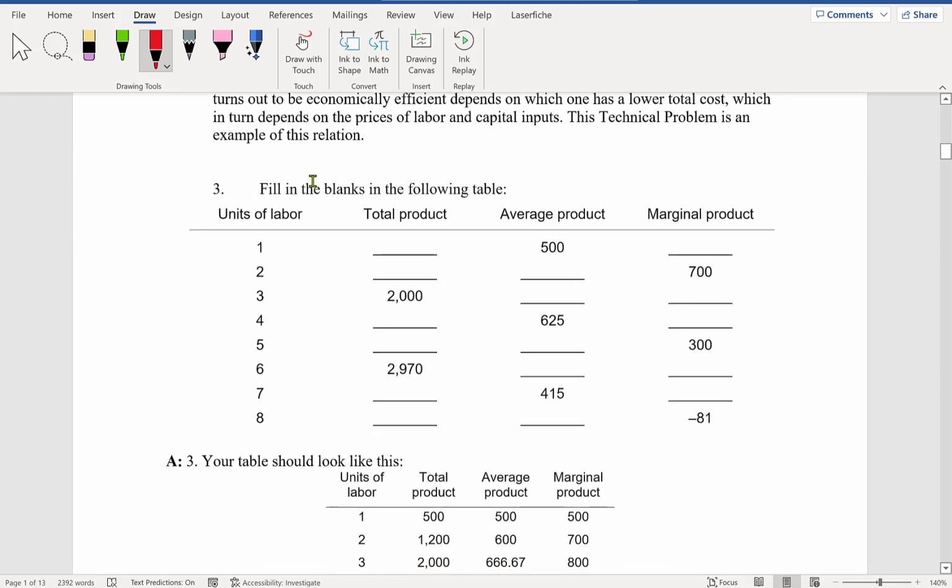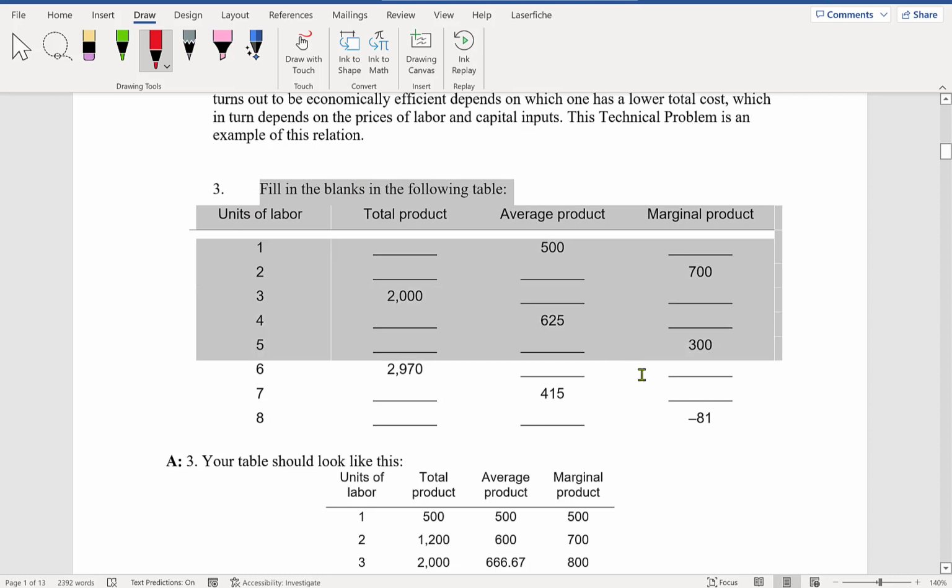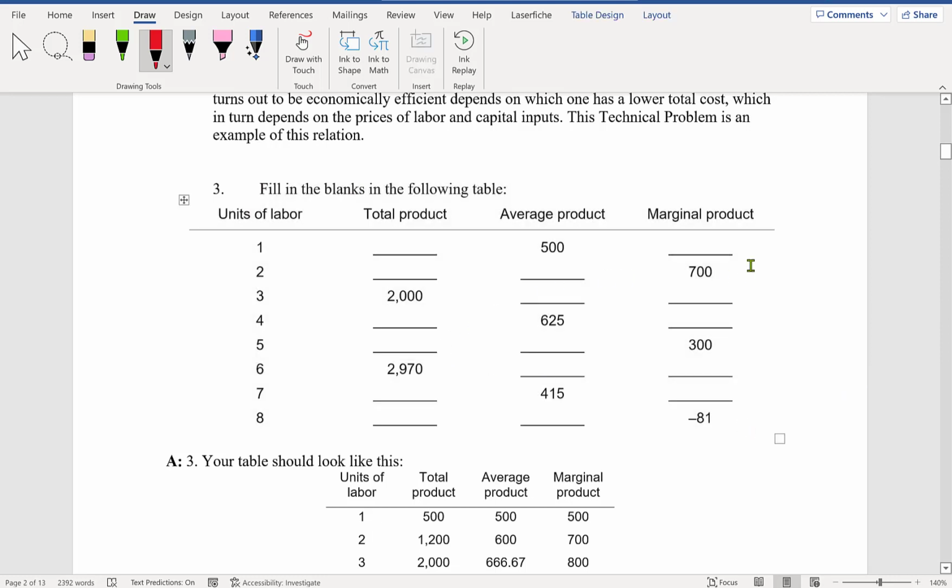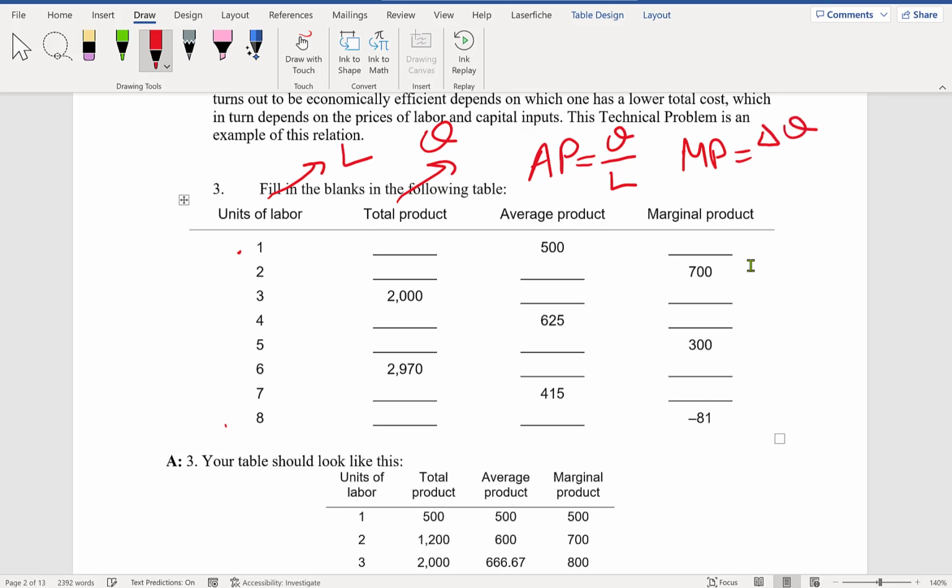It's a fill in the blanks type of question. It basically gives you an incomplete table and tells you to fill in the blanks. So this is units of labor, number of workers employed 1 through 8. Total product is the quantity produced. Average product is defined as quantity divided by number of workers employed, and marginal product is the change in quantity divided by change in labor. When I say change in quantity, that means final quantity minus initial, divided by final labor minus the initial labor. That's marginal product.